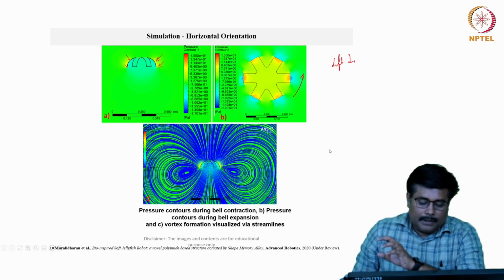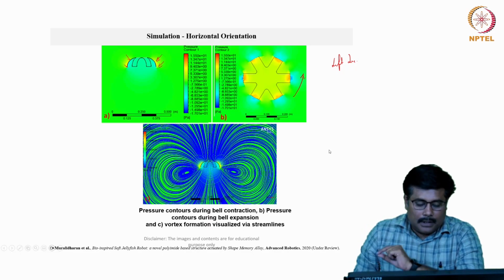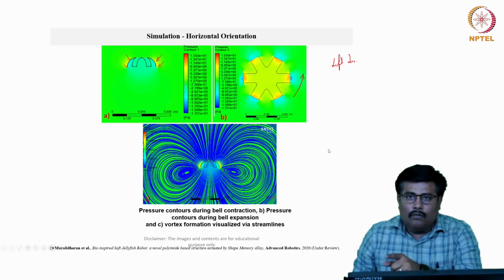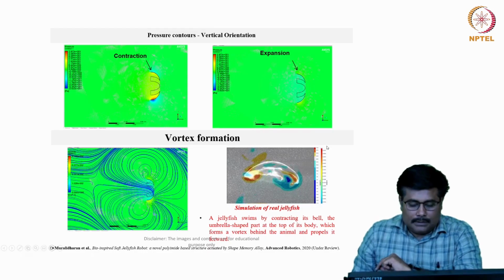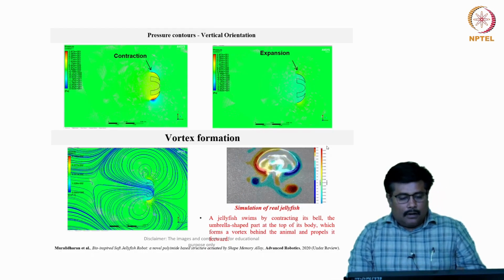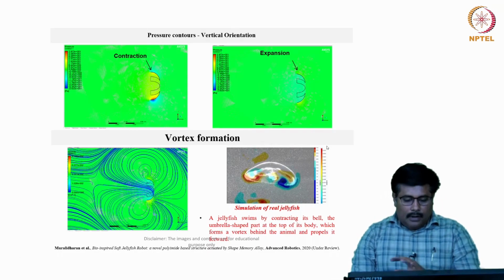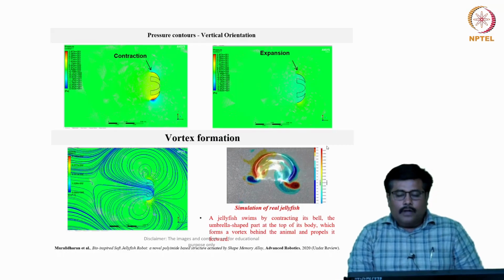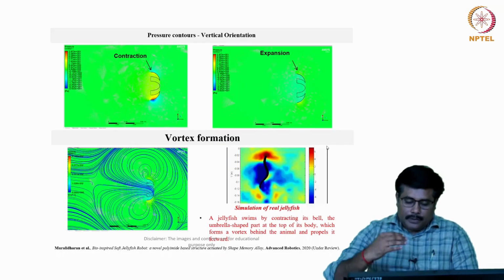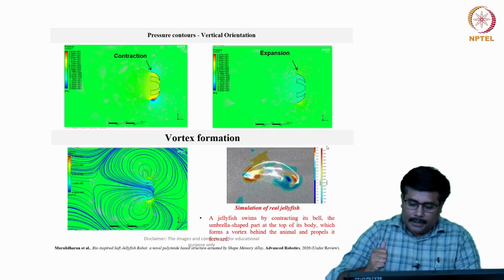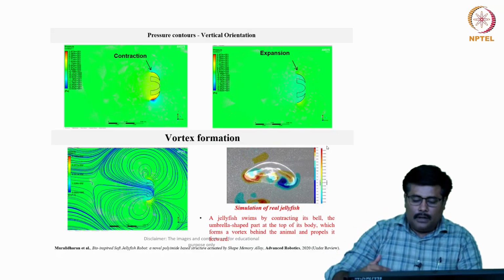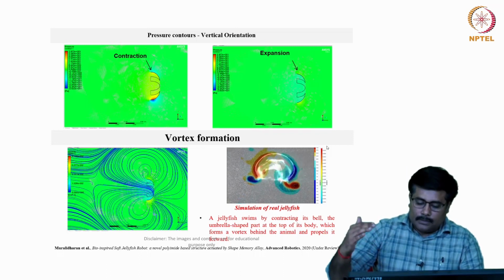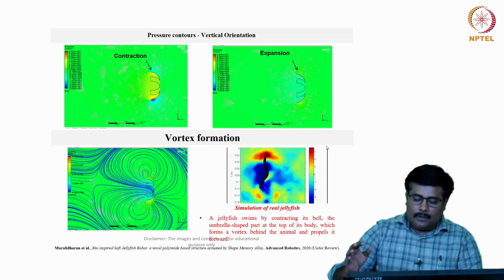So the pressure contour during bell contraction and the pressure contour during bell expansion, and then there is a kind of a vortex formation which is visualized via the streamlines. So this is a kind of a real jellyfish simulation, where we could see this jellyfish swims by contracting its bell, the umbrella shaped part at the top of its body, which forms a kind of a vortex behind the animal, and it propels forward.